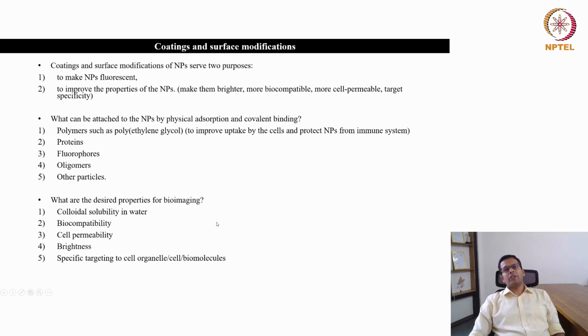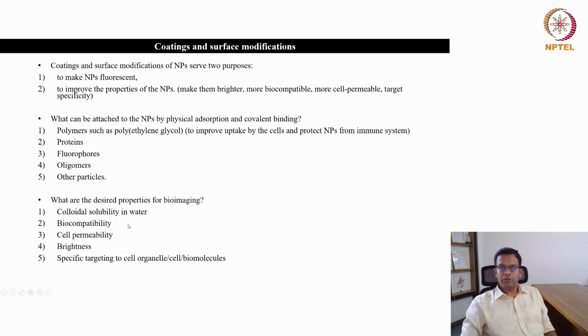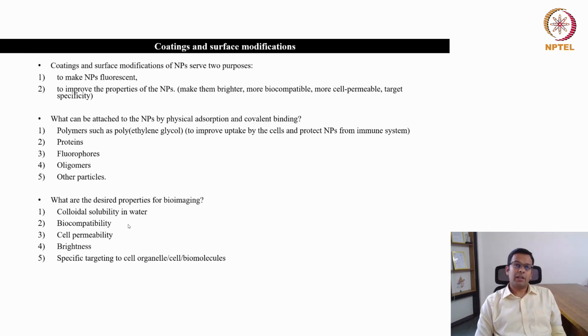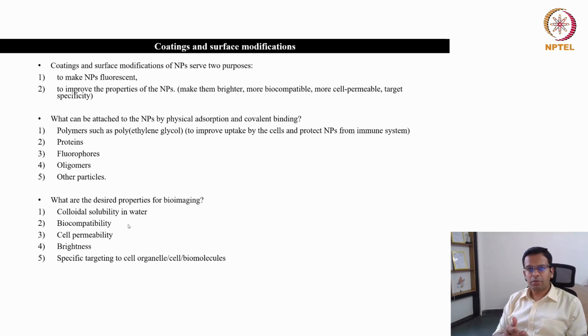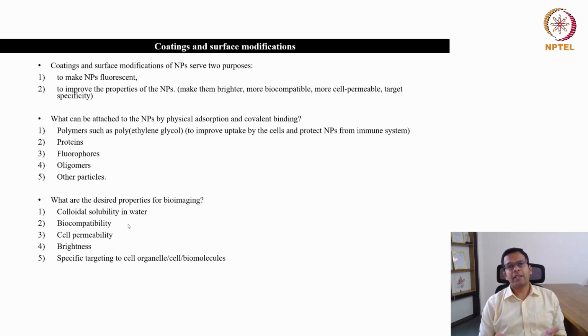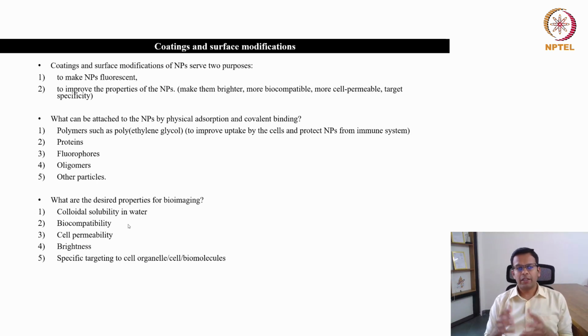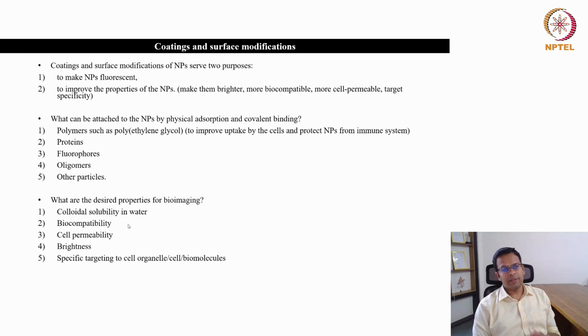And what are the desired properties for bioimaging? Why would you think of coating or surface modification of the nanoparticle? To make them more water soluble, and to increase their biocompatibility so that cytotoxicity can be reduced, because some of the metal nanoparticles are made up of heavy metals, so sometimes they may cause a cytotoxic effect. To reduce that effect, you coat their surface with another biocompatible molecule so that the cell will not recognize that the nanoparticle is made of heavy metals, but will only recognize the outer coating.